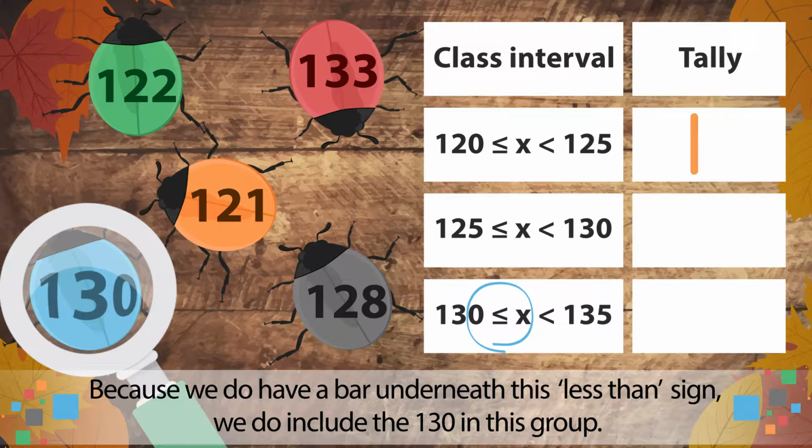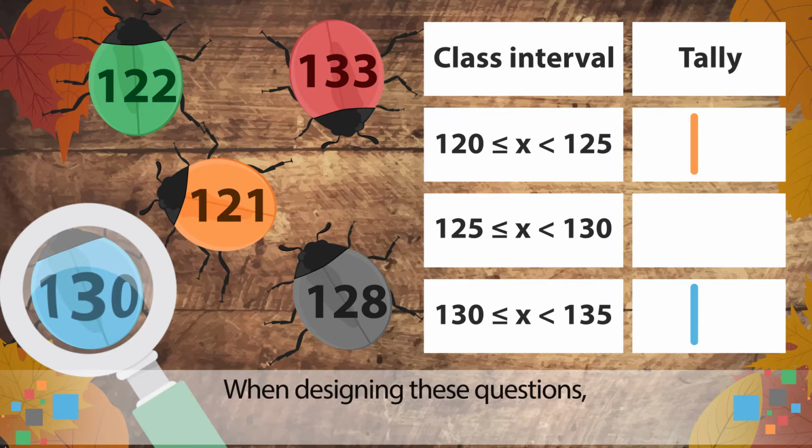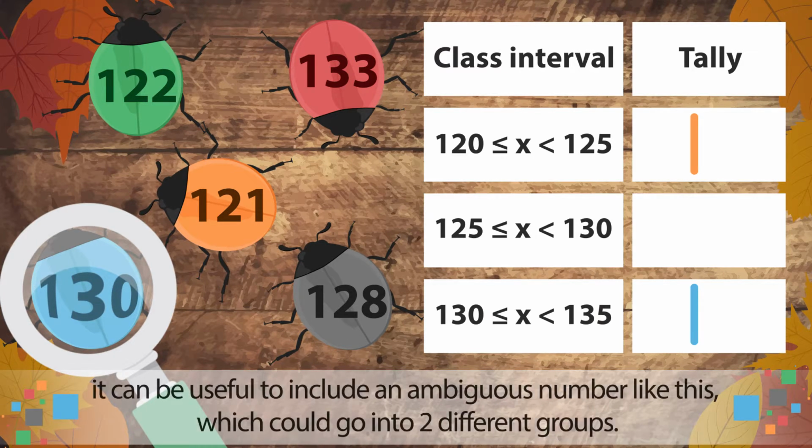Because we do have a bar underneath this less than sign, we do include the 130 in this group. So 130 goes in this group here. When designing these questions, it can be useful to include an ambiguous number like this, which could go into two different groups.